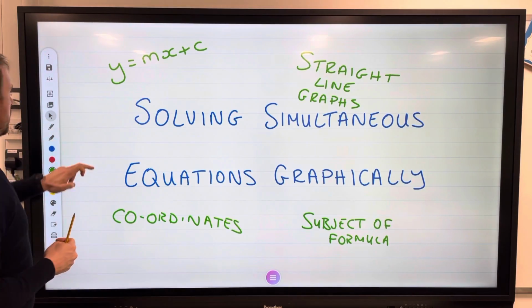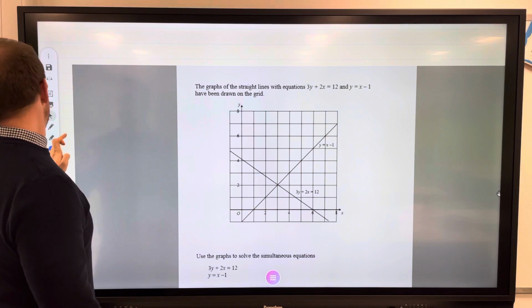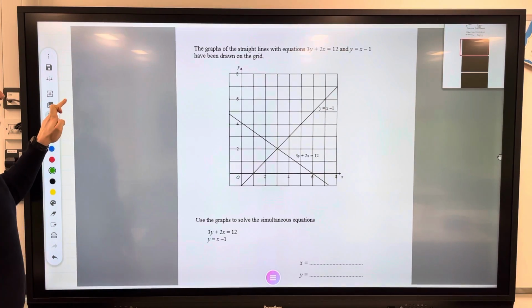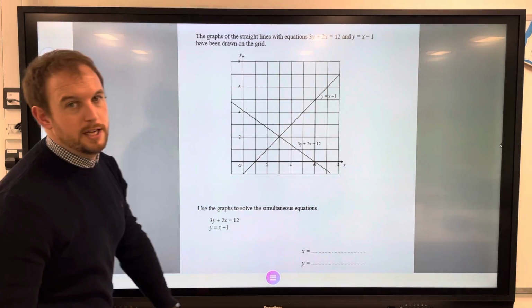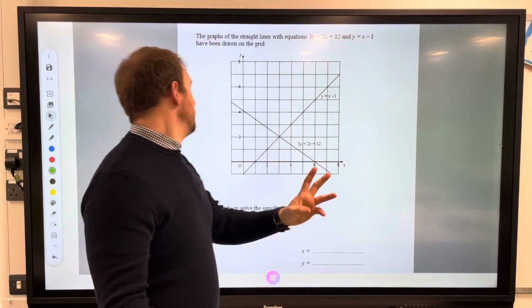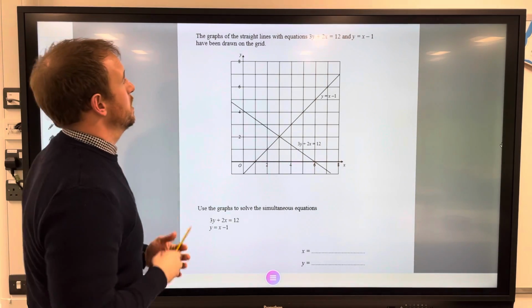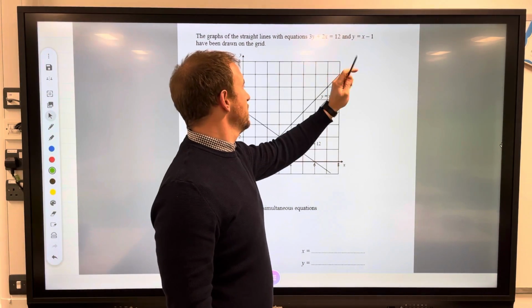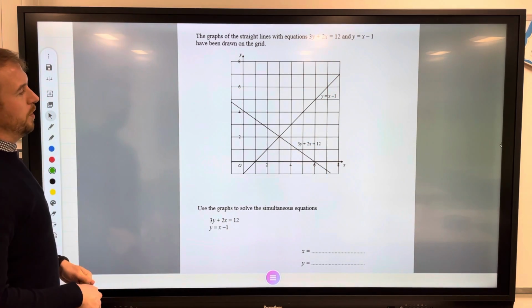So, these questions I've used here, they are used everywhere. They're very common questions. Now, they do increase in difficulty. I've got 3 examples for you. So the graphs of the straight lines with the equations 3y plus 2x equals 12 and y equals x minus 1 have been drawn on the grid.